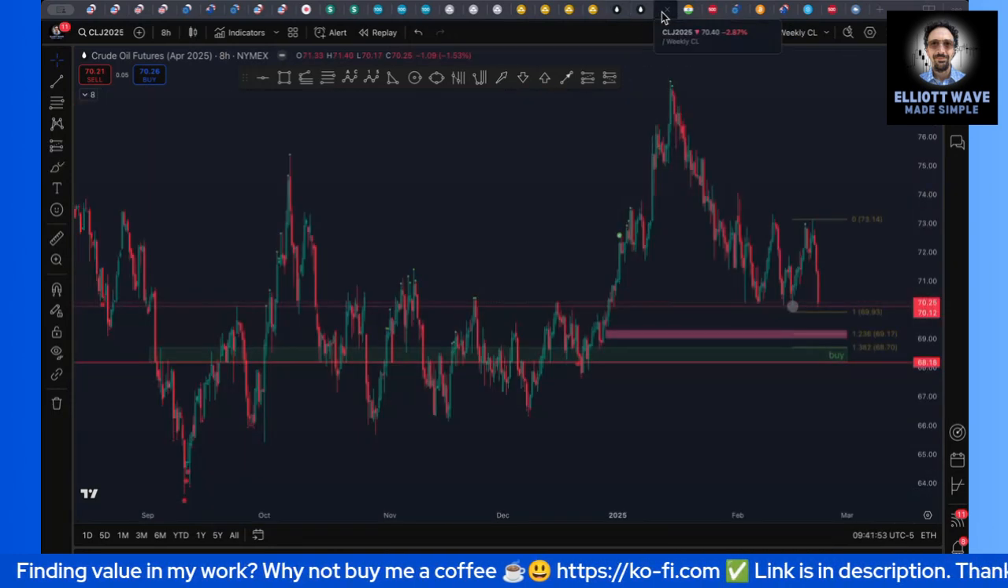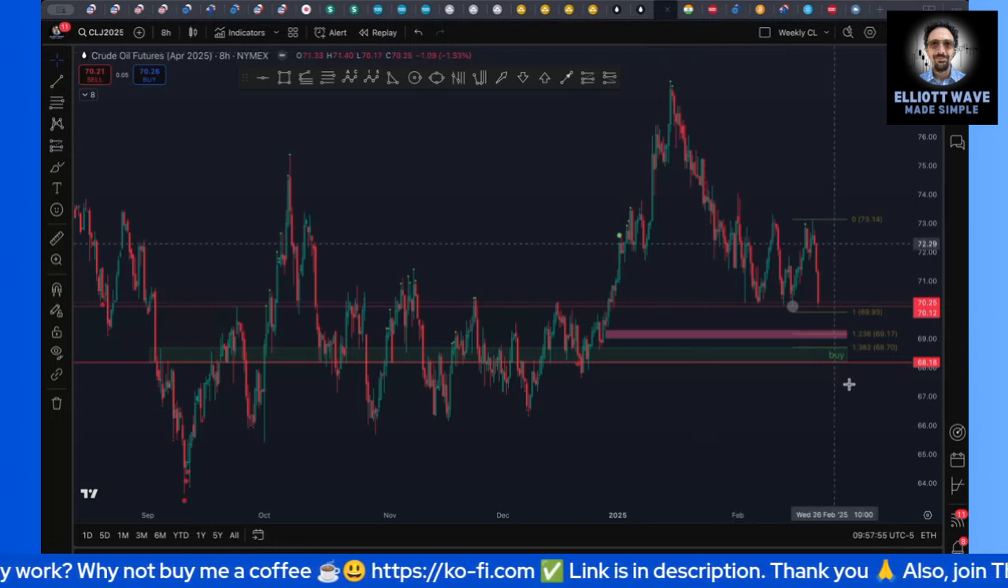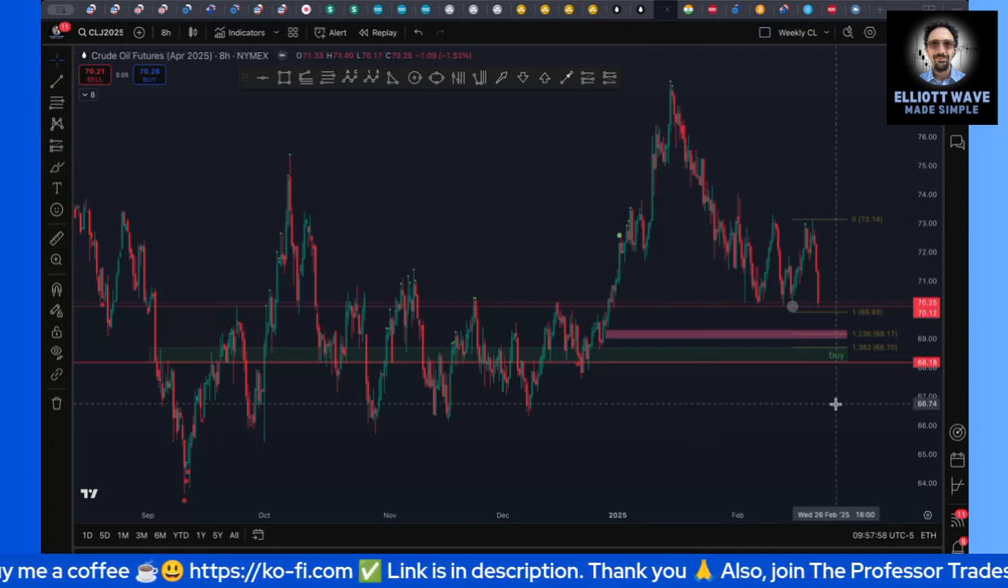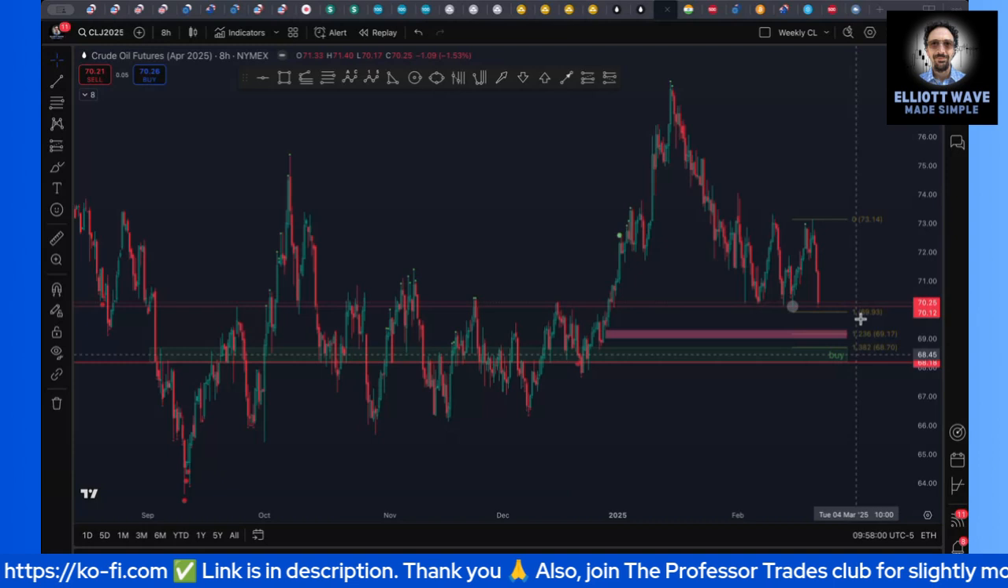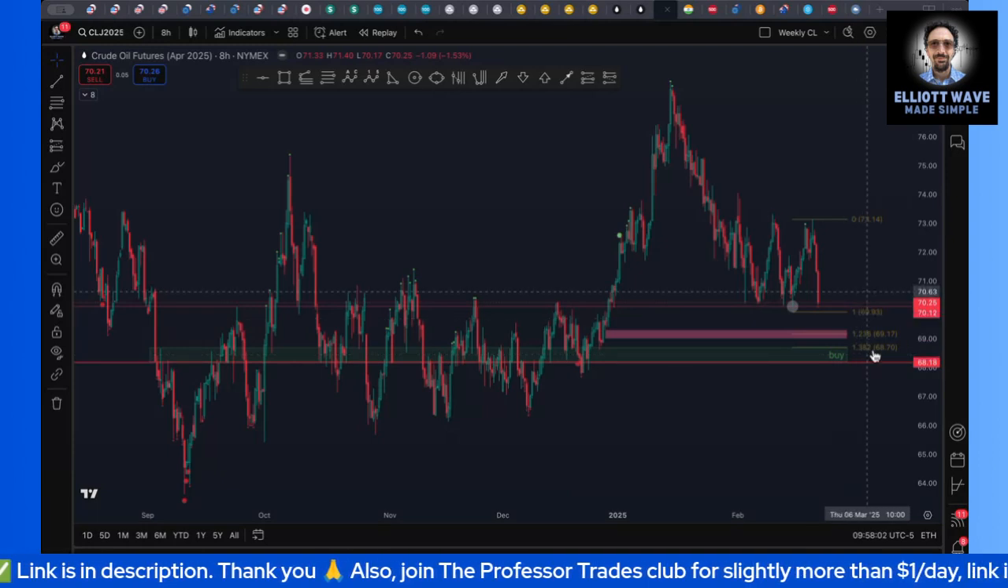Actually, let me just hop over here. Check this out on the daily, or rather 8-hour chart. These yellow fibs are always going to be me tracking a 3-wave structure.